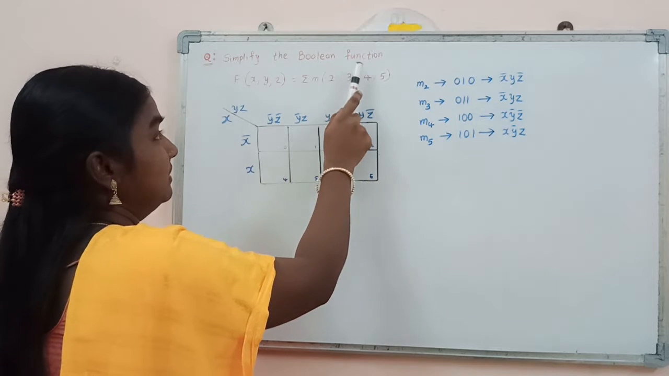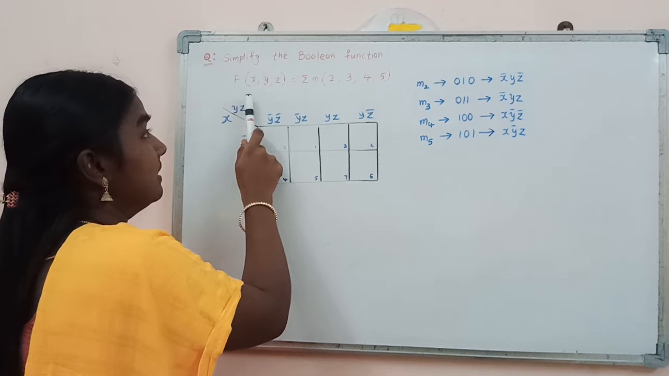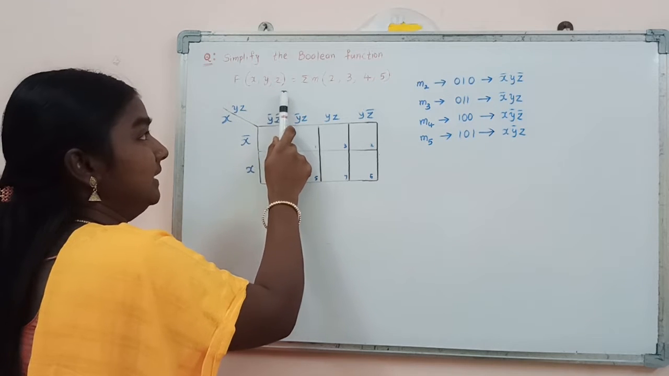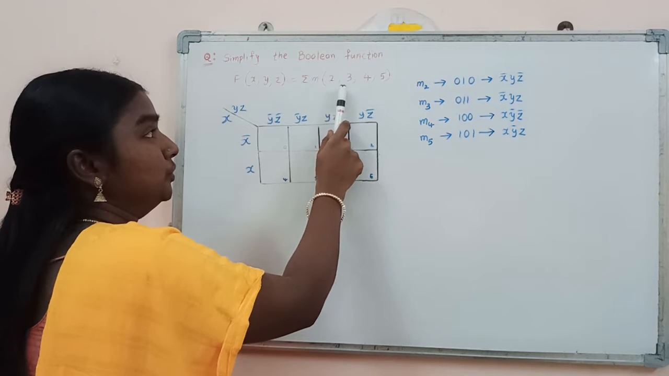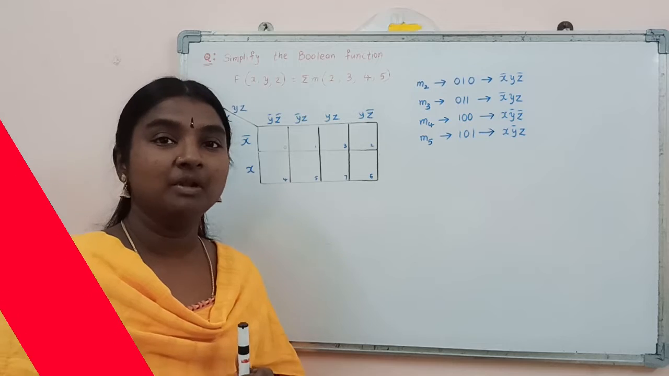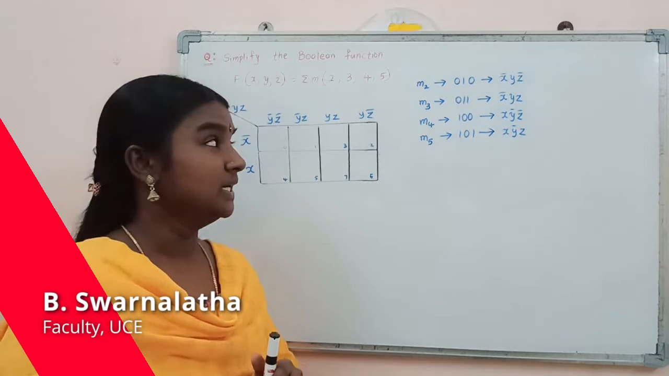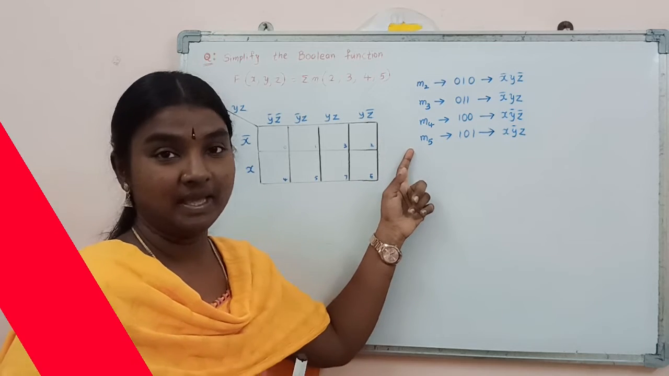Simplify the Boolean function. The function they mentioned here is a function of x, y, z equal to the sum of minterms 2, 3, 4, 5. Meaning in this three-variable function, the minterms present here are m2, m3, m4 and m5.